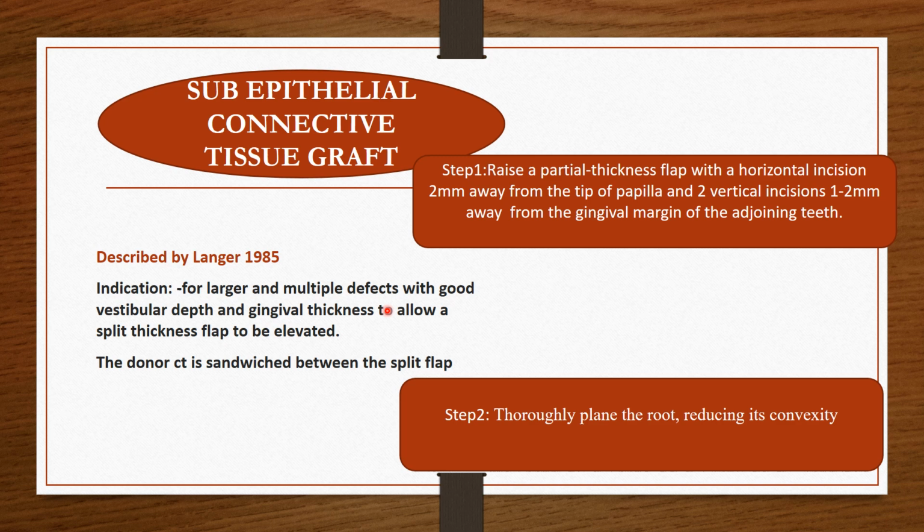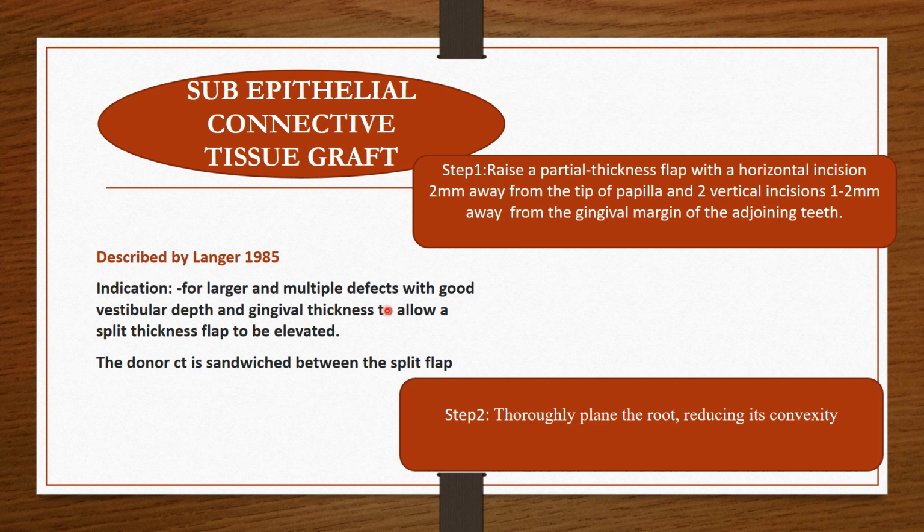Okay, so here we should have adequate thickness of attached gingiva and also vestibular depth. Why do we need to do a split thickness flap? Okay, the donor connective tissue is sandwiched between the split flap. So we will move into the procedures.